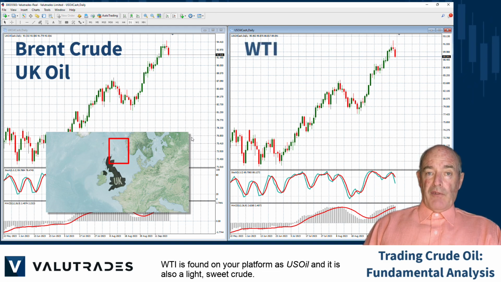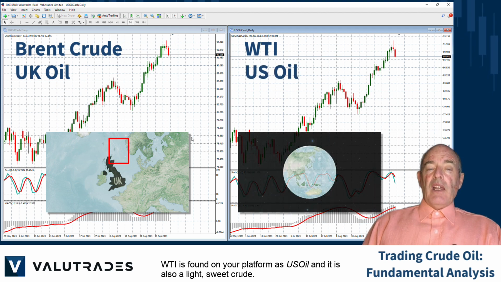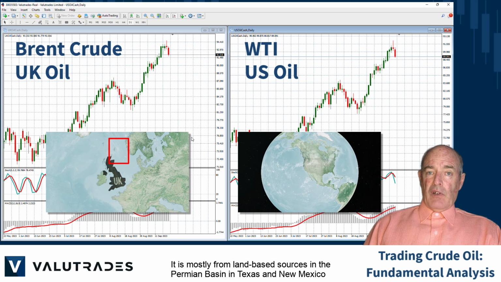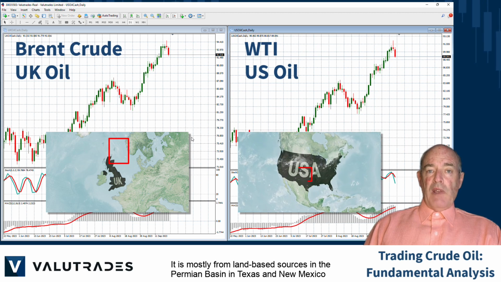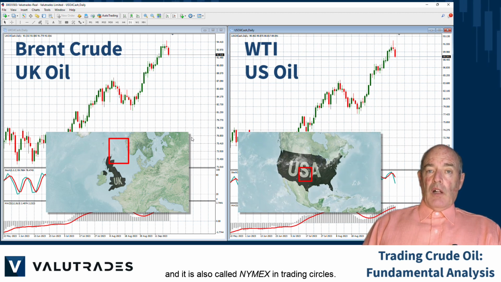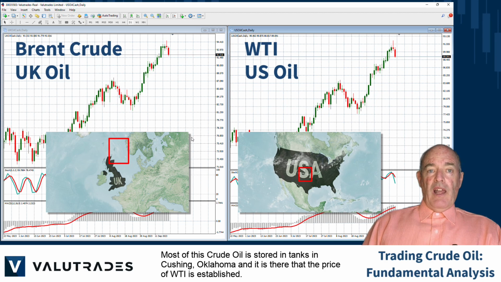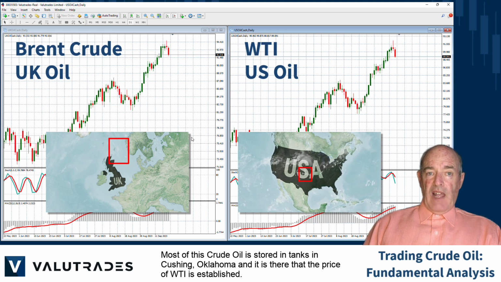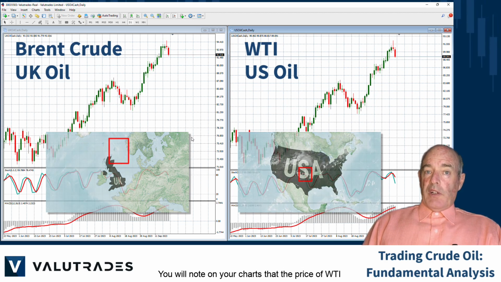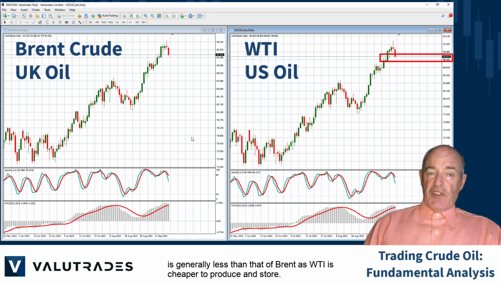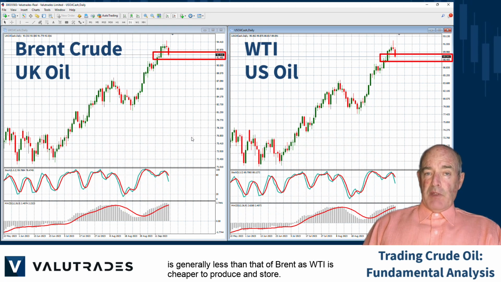WTI is found on your platform as USOil, and it is also a light sweet crude. It is mostly found from land-based sources in the Permian Basin in Texas and New Mexico, and it is also called NYMEX in trading circles. Most of this crude oil is stored in tanks in Cushing, Oklahoma, and that is where the price of WTI is established. You will note on your charts that the price of WTI is generally less than that of Brent, as WTI is cheaper to produce and store.